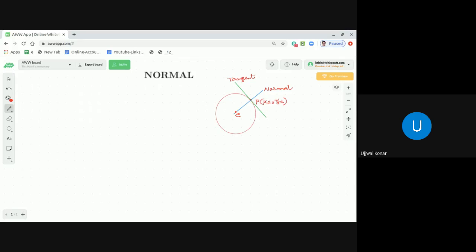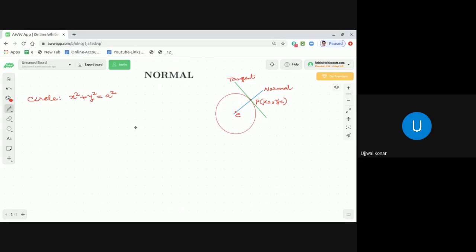Now, dear students, we are going to find the equation of that normal. How to find the equation of the normal? Let us first consider the equation of the circle as x square plus y square equal to a square. This is the equation of the circle with the center at the origin and having radius a.